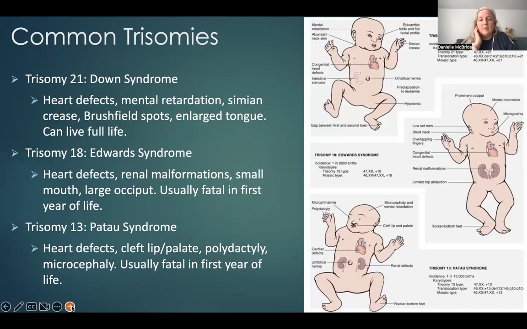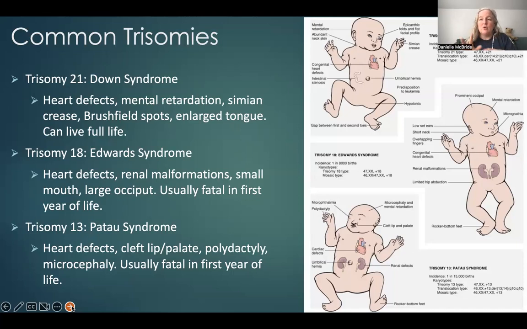The one that we just mentioned, Down syndrome, is our more common one. These kiddos can live a full life, but they have some deficits. So oftentimes they have heart conditions. They can have some cognitive development issues. They have some visual things you can see. So they'll have the enlarged tongue, Brushfield spots on their eyes, absence of the simian crease in their hands.